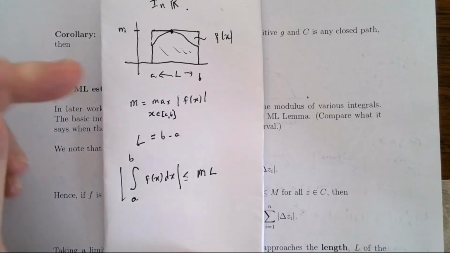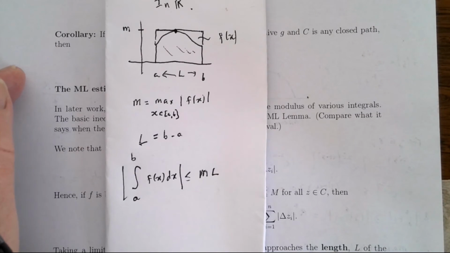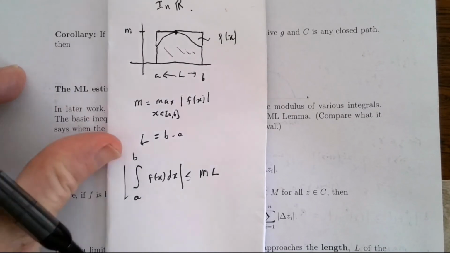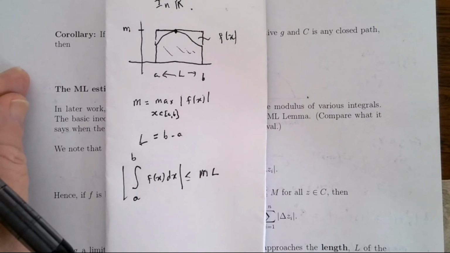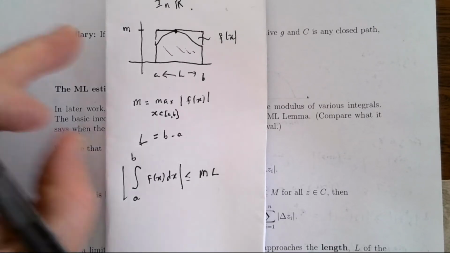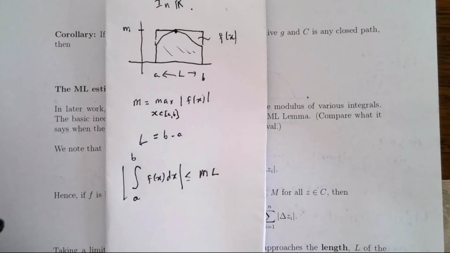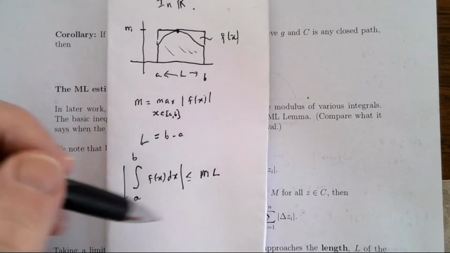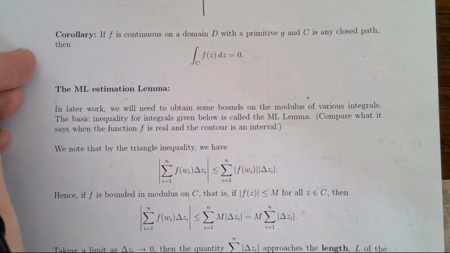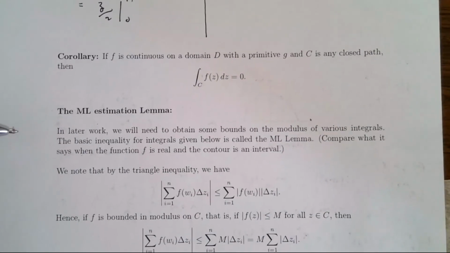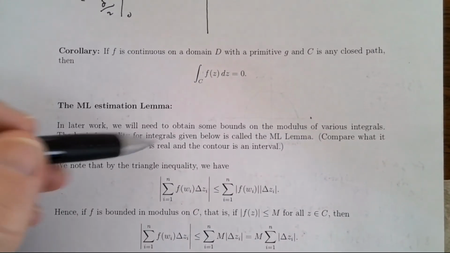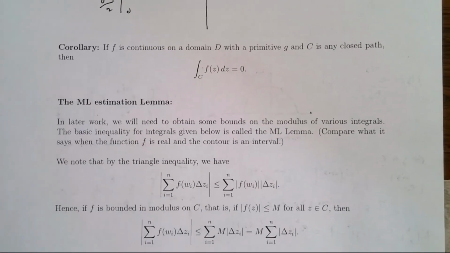And we'd like an analogue of this in the complex plane, and in fact we're going to need this much later on when we start looking at various real improper integrals. This ML estimation lemma is going to be quite important, and it's useful for a whole range of things as well. So we're going to try and generalize this idea from the real world into the complex plane, and I'm going to call this the ML lemma, comparing it with a function that is real and the contour as an integral.